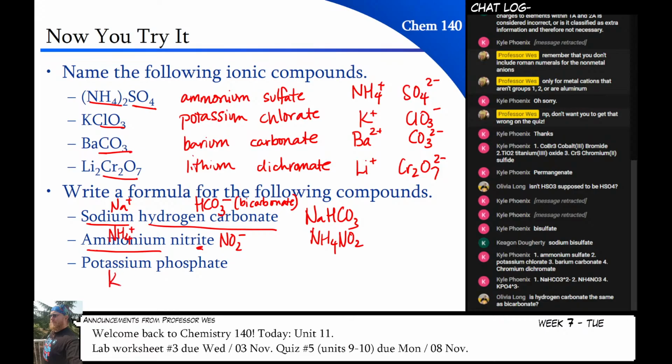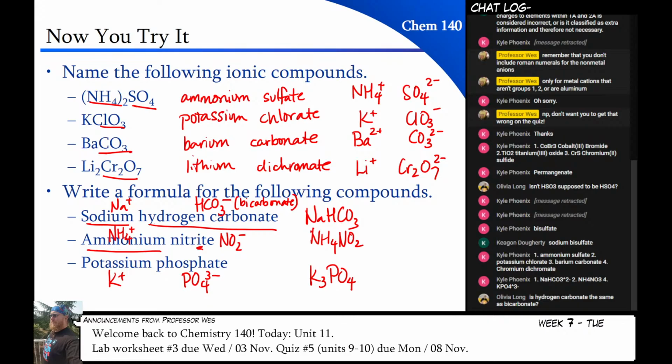All right, and then finally potassium and phosphate. I need 3 of the potassiums to balance out the charge on the phosphate, and so we get this. So make sure you balance out the charges and write the formula. All of our ionic compounds should have a total charge of 0.